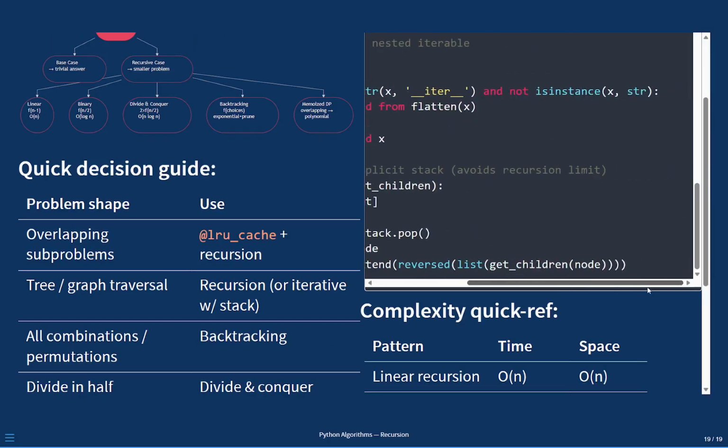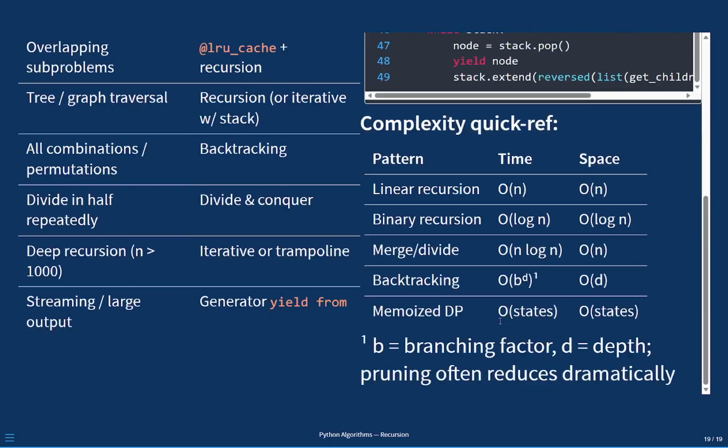The complexity quick reference confirms: linear recursion, O(n) time and space. Binary, O(log n). Merge divide and conquer, O(n log n) time, O(n) space. Backtracking, O(b^d), with pruning. Memoized DP, O(states).